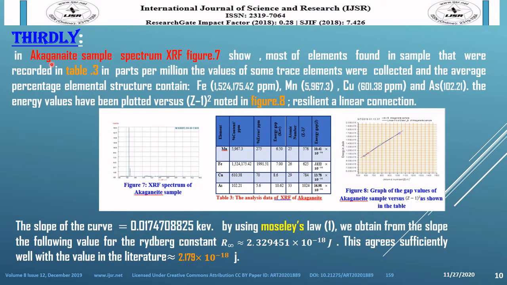Thirdly, in the kagnatite sample, we have the most elements found in the sample recorded in this table, and from this table and the graph, we plot this graph, figure 8, and then from figure 8 we substitute the slope in Moseley's law. Then we find that the constant R is equal to 2.32945 times 10 to the power minus 18 joule. It is equal to the literature value.